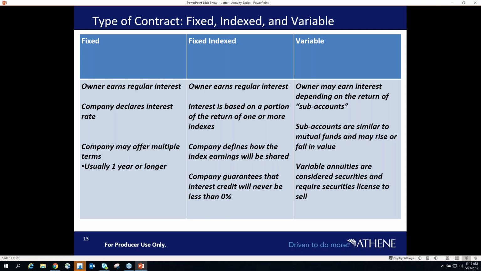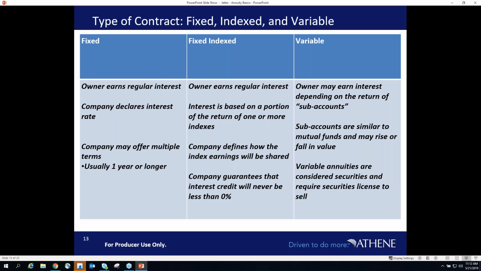The interest is based on a portion of the return of one or more indices. So the company defines how the index earnings will be shared, and the company guarantees that interest credits will never be less than zero. One of the great benefits of a fixed indexed annuity is that you have 100% downside protection. Even if the index goes backwards or loses value, clients will not lose value because of that. That's where we say zero is your hero.